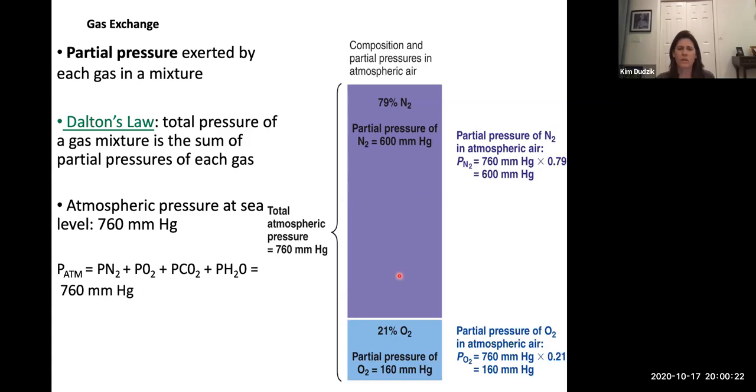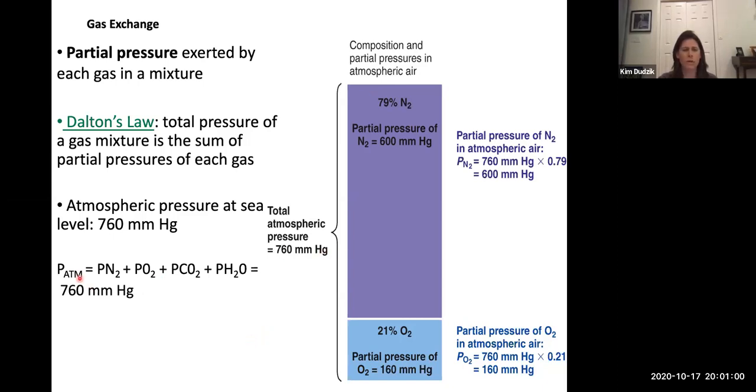But what this does show us is that the atmosphere is made out of more than just oxygen. There's nitrogen gas there, there's carbon dioxide, there's water, there's other things as well. But this is what makes up most of the gases in our atmosphere, and they come in different quantities. The quantity of oxygen in the atmosphere is about 21% of the total atmosphere. Nitrogen is about 79%, and so on and so forth.